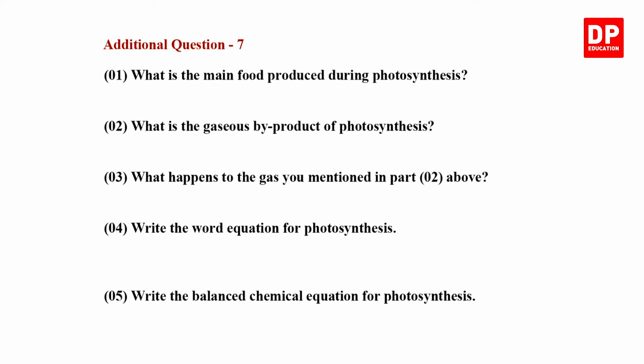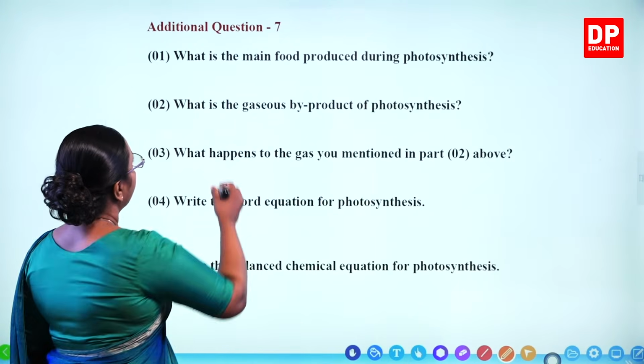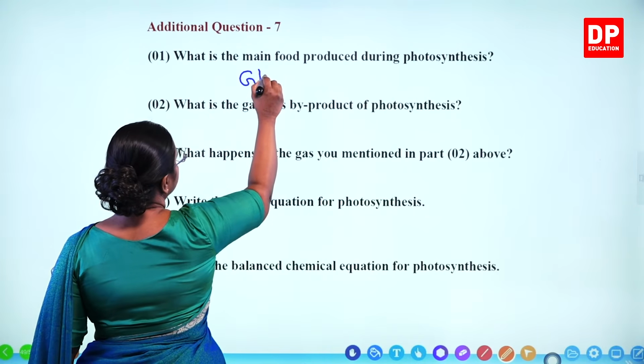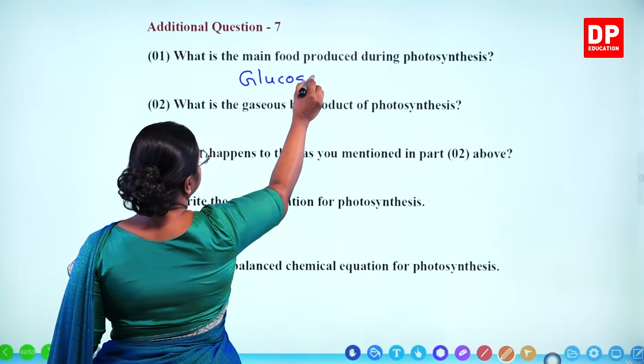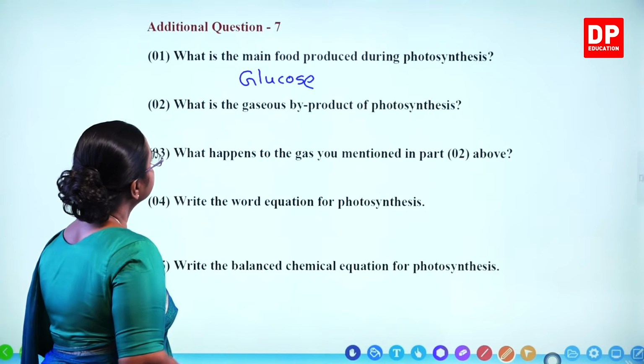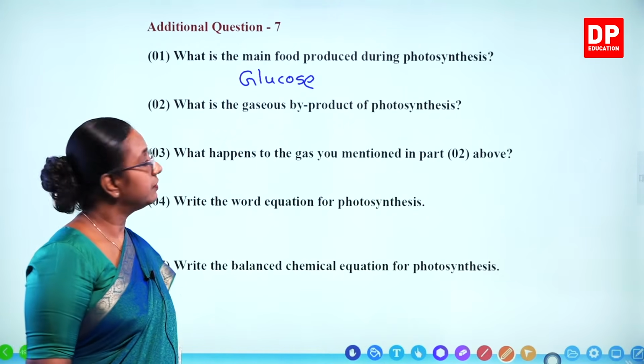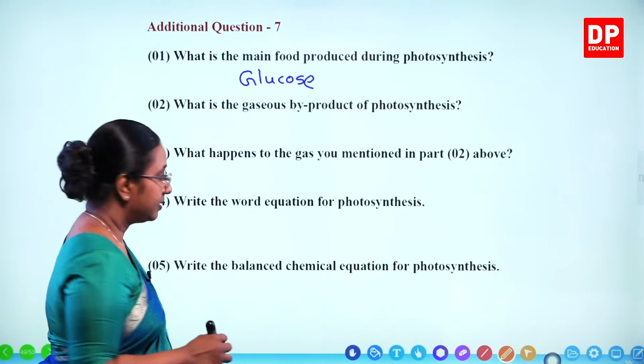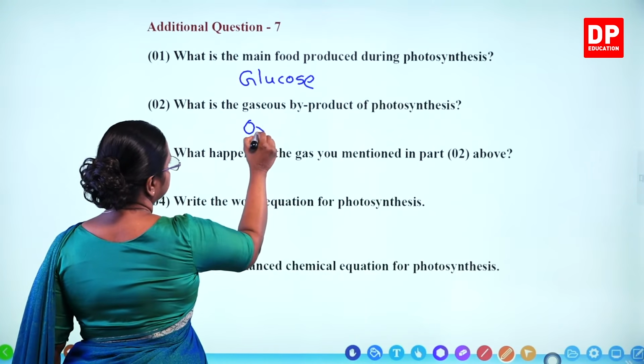Additional question 7. What is the main food produced during photosynthesis? You all know the answer. It is glucose. What is the gaseous byproduct of photosynthesis? It is oxygen.